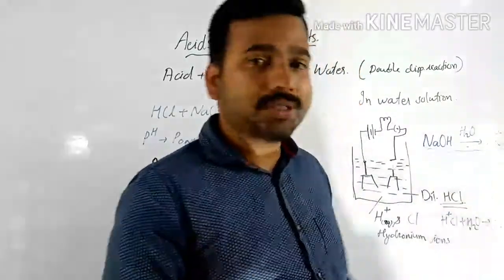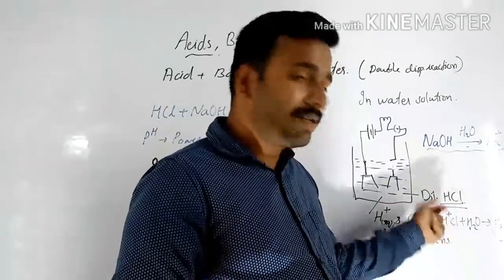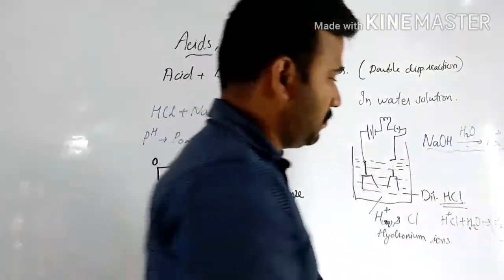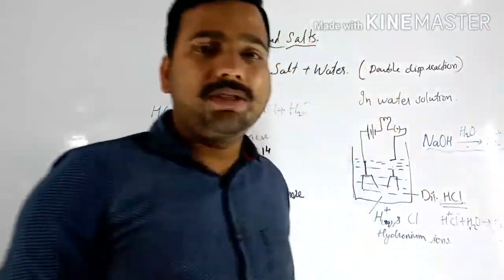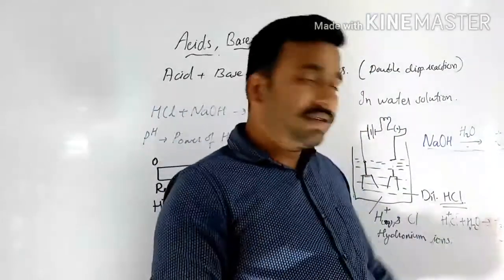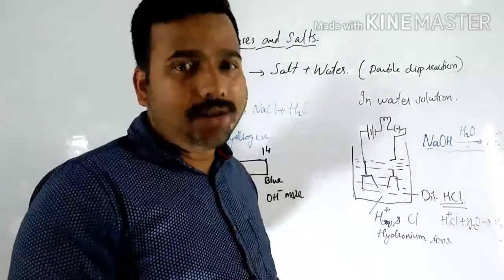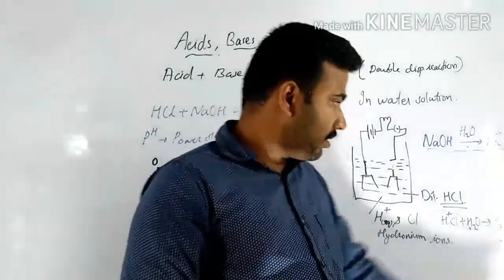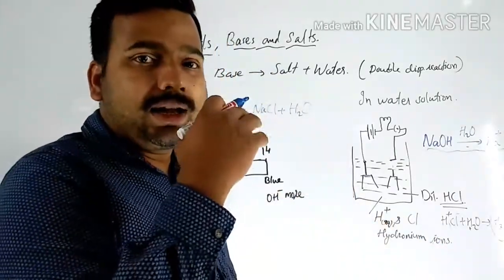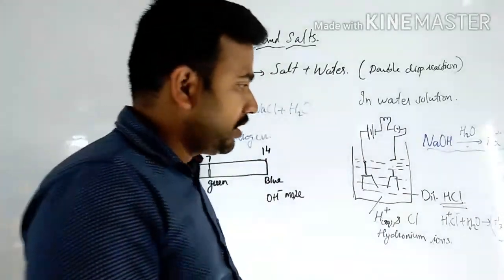It has one positive charge because of H plus. This hydrogen atom has lost one electron to chlorine, so it has become H plus, and chlorine becomes Cl minus. These hydronium ions are transient, so they cannot exist for a long time. Immediately they will get dissociated, and this process will continue at a very high rate.